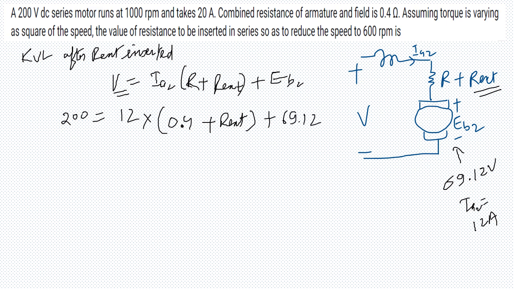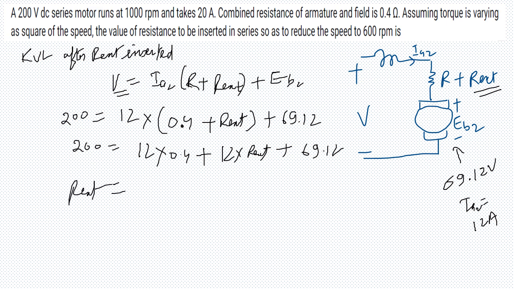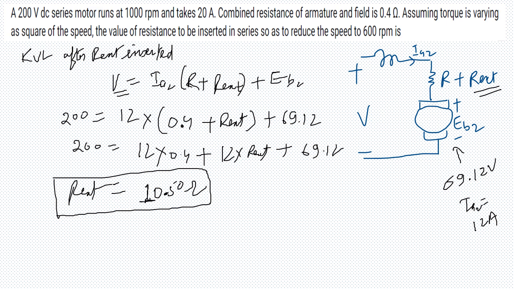Simplifying, we write it as 12 into 0.4 plus 12 into R external plus 69.12. Calculating R external from this simple equation, it comes out to be 10.50 ohms. This is the resistance which should be inserted in series with the armature so that the speed equals 600 rpm.